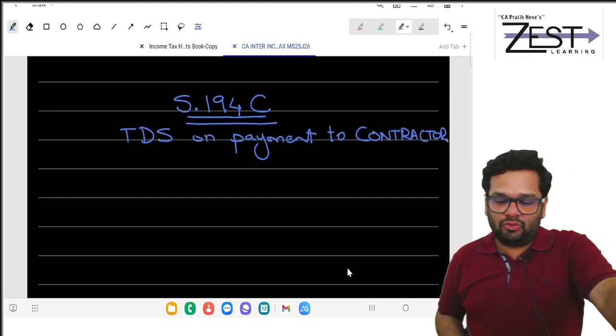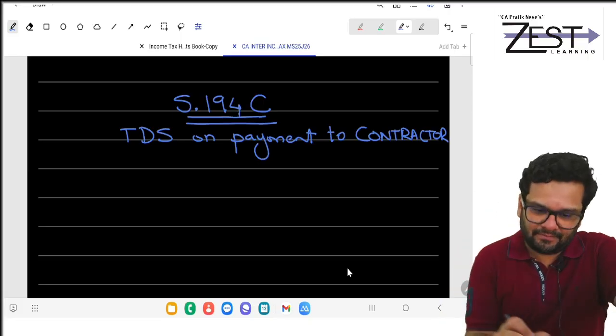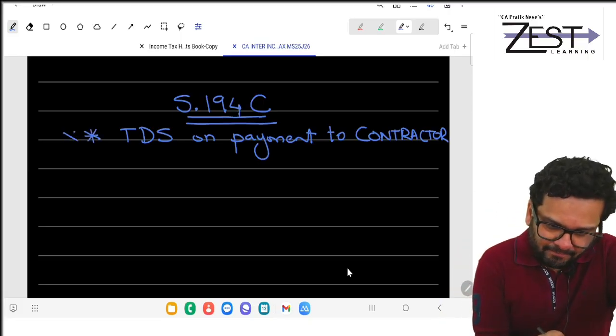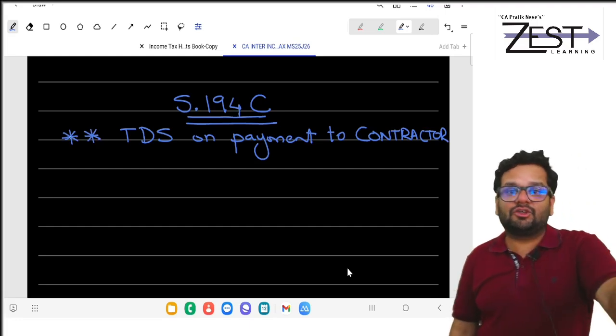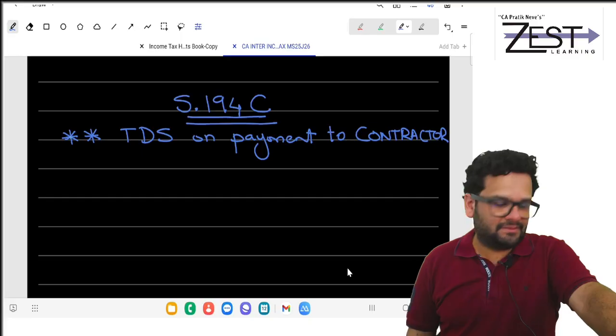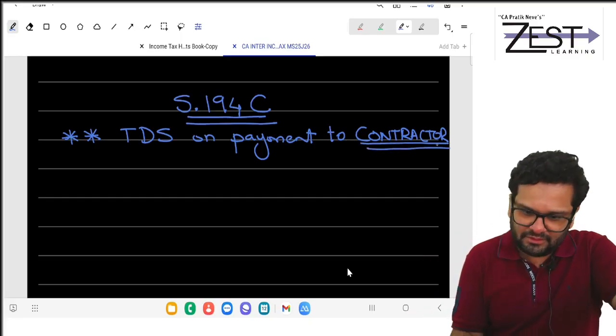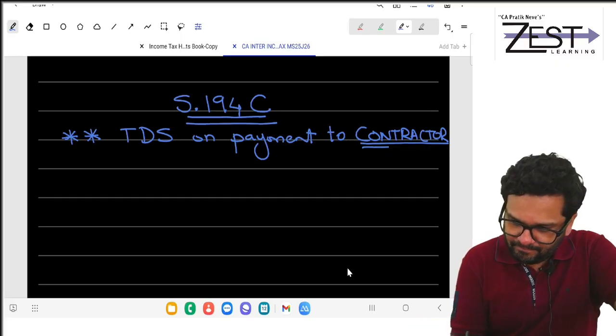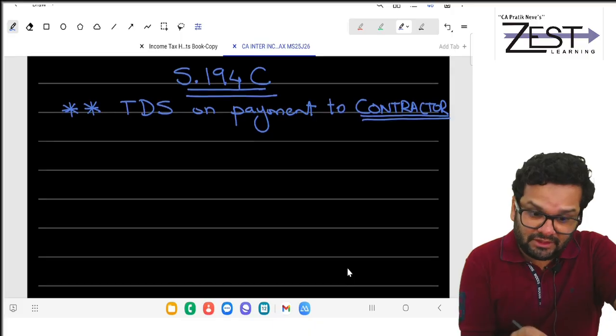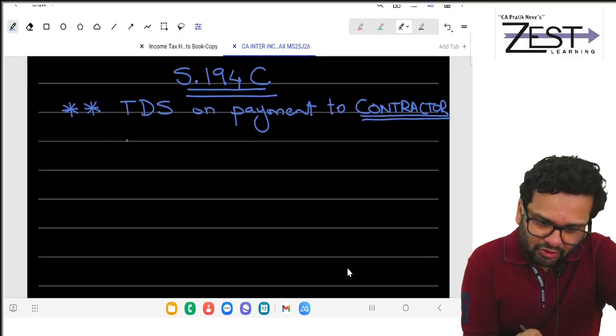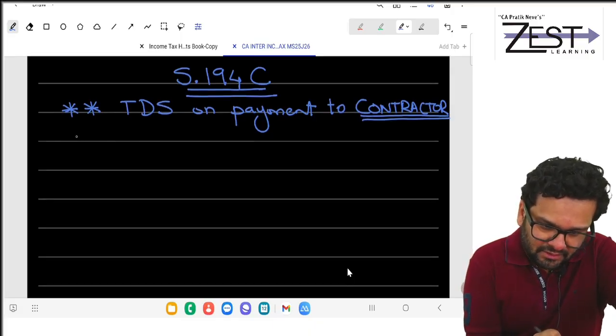TDS on payment to contractor. All of you with me? TDS on payment to contractor, section 194C. See, understand what you want to learn here.